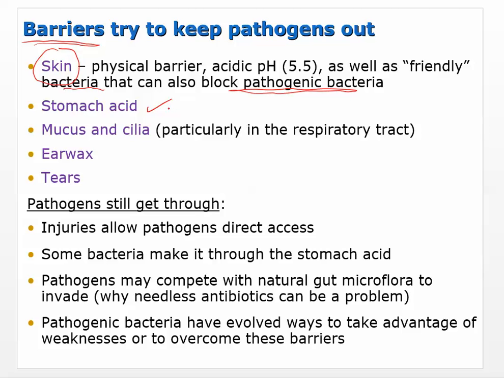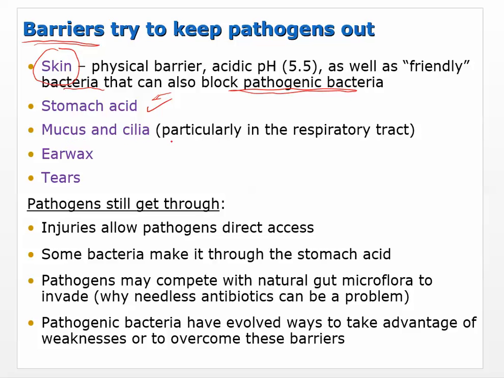But the stomach acid a lot of times will kill most of the bacteria, not all of them. Some bacteria can make it through. But you're sort of gambling at that point that there isn't going to be a pathogenic bacteria and that the stomach acid will kill it if it can. Sometimes you just need the Oreo, so it's worth it.